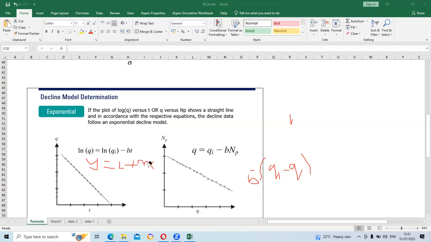Now, what happens if it is not exponential decline? If it's not, it could easily be harmonic or hyperbolic. It will easily be harmonic or hyperbolic.